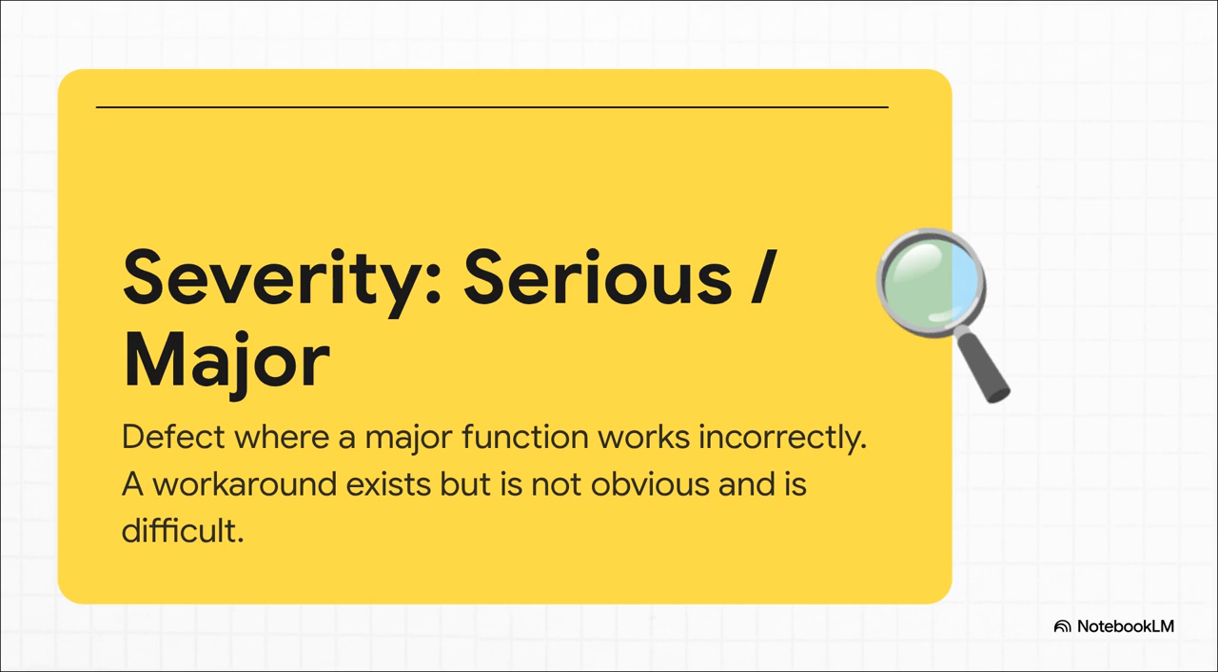Okay, taking it down just a notch, we've got severity level 2, serious or major. With these, a really important feature is broken, but at least the whole app doesn't crash. A workaround might exist, but it's usually kind of clunky or not obvious at all. Like maybe the upload photo button is dead, but you figure out you can still drag the file into the window. It's a big deal for sure, but it's not a complete disaster.